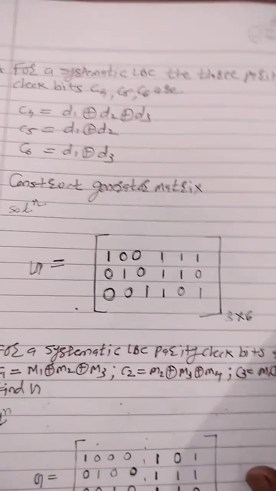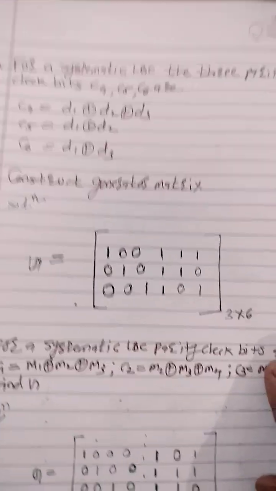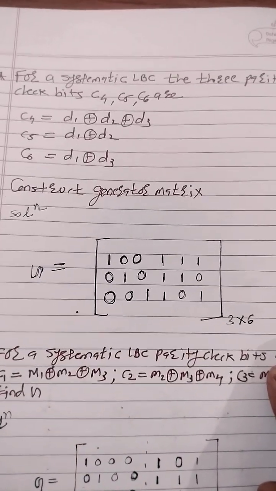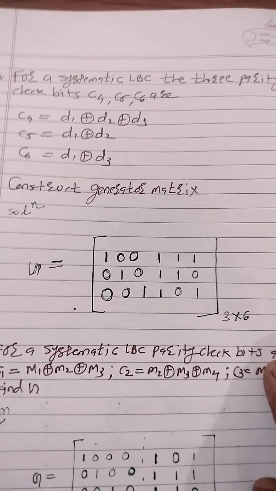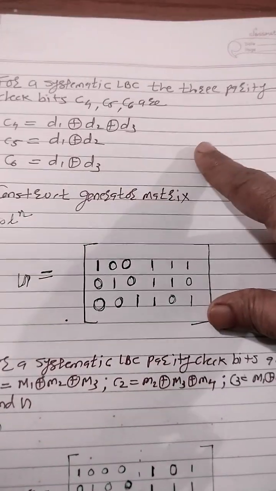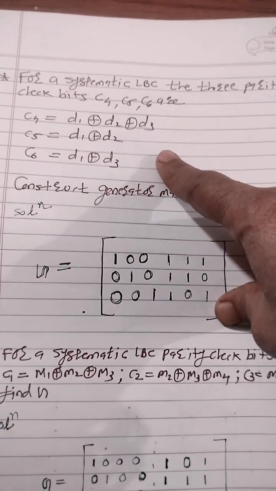In a linear block code course, many times in a university exam, they will give you the equations for the parity bits and you have to form the generator matrix. So let us see three examples of this type. So this is the systematic LBC. The three parity bit equations are given.